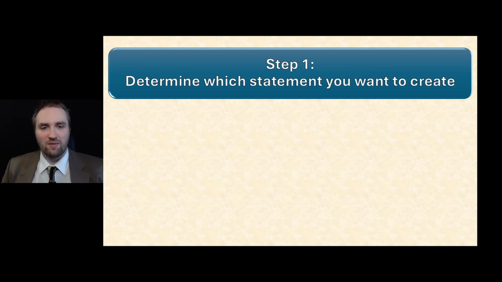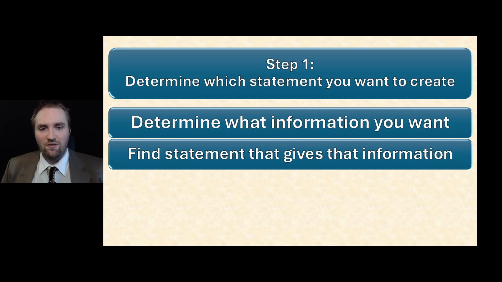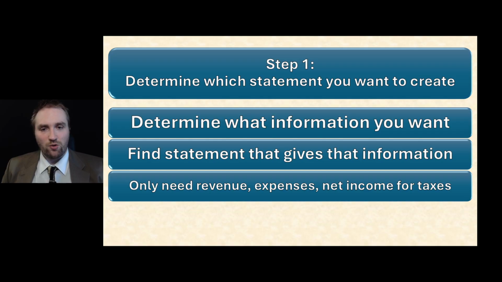Step 1 is determining which statements you want to create. To figure this out, you need to know what information you're looking for. So, what information are we looking for? If you want to know how cash heavy or light you are, you would check the cash flow statement. If you want to see how owner's equity changed, you would look at the statement of retained earnings. As a small business owner, though, for tax purposes, you only need your revenue, expenses, and net income.